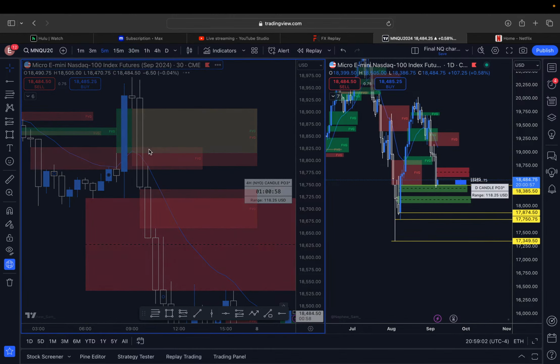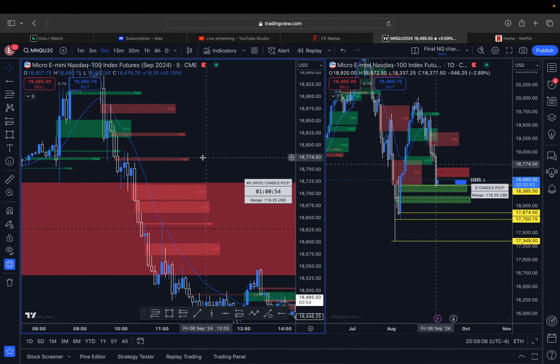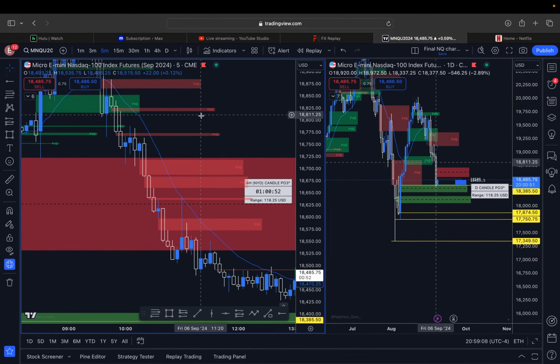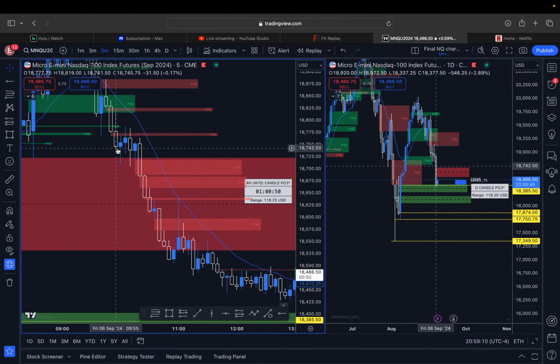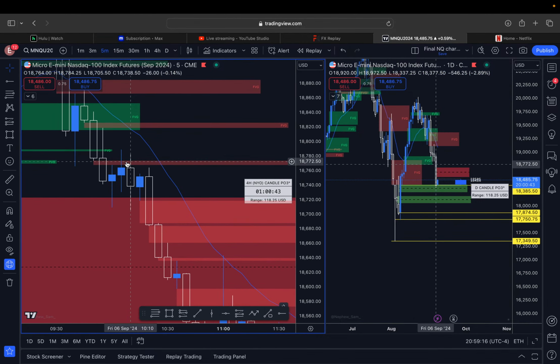But if I would have went on the 5-minute chart, we did get a better entry. So I got in at the candle close down here, if you could see that. But we did get a pullback up into this 5-minute fair value gap.